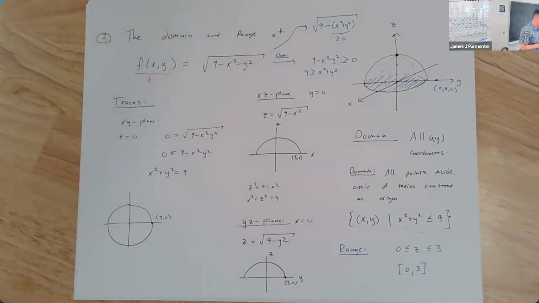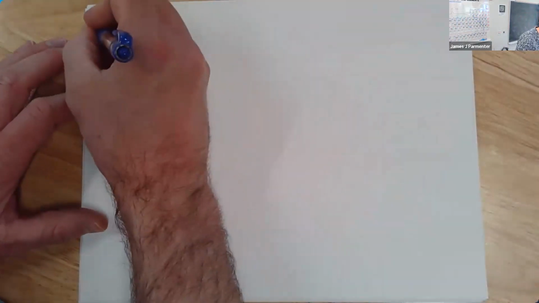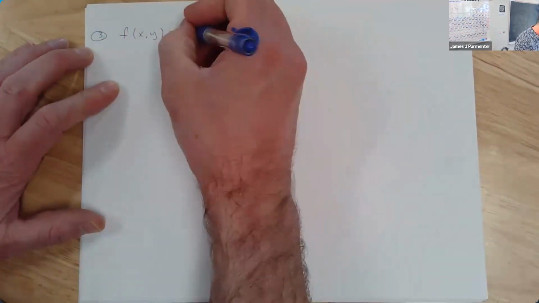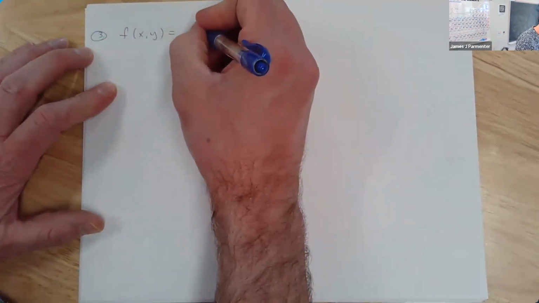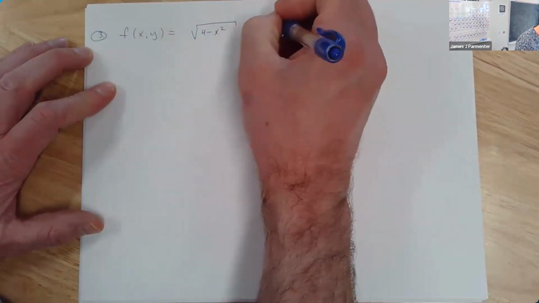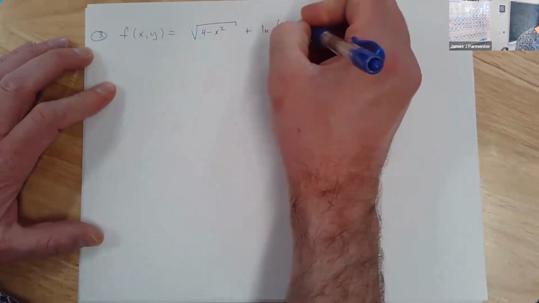Let me show you another example that is similar to this kind of situation. Let's say our function was f of x comma y equal to the square root of 4 minus x squared plus the natural log of, let's go 25 minus y squared.